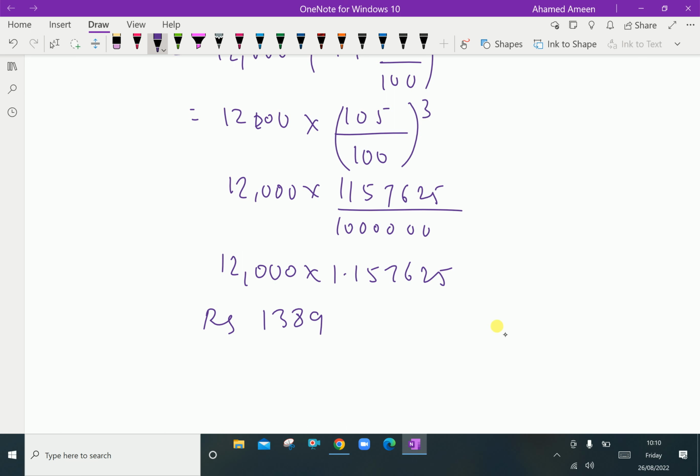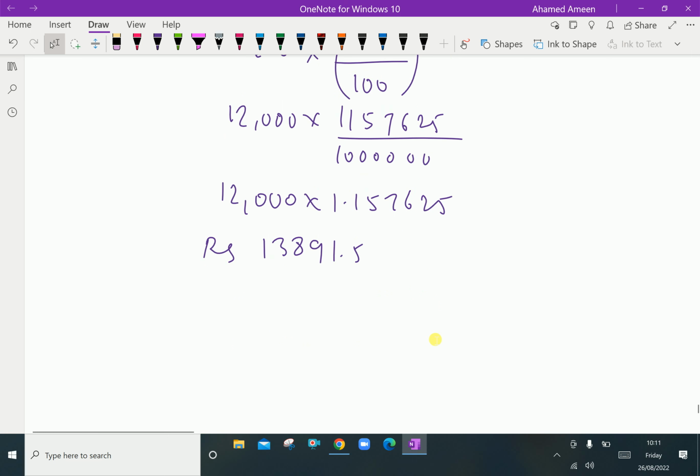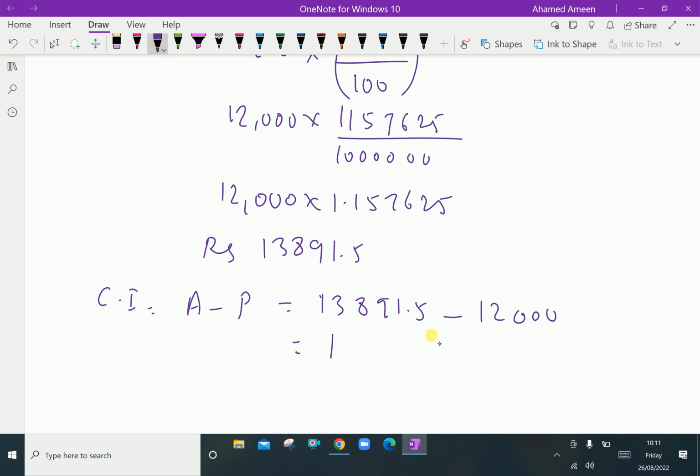Which is equal to rupees 13,891.5. But we have to calculate the compound interest. Therefore, compound interest is amount minus principal. The amount is 13,891.5 minus 12,000, which equals 1,891.5 rupees. This is the compound interest.